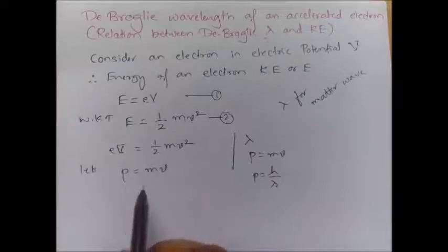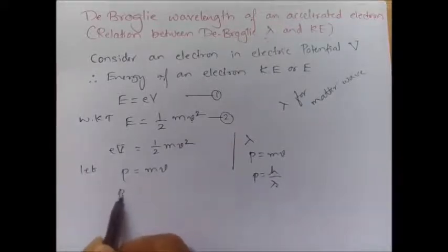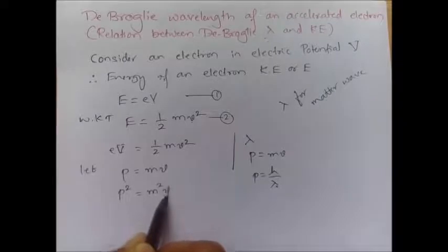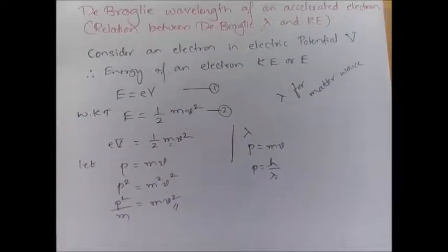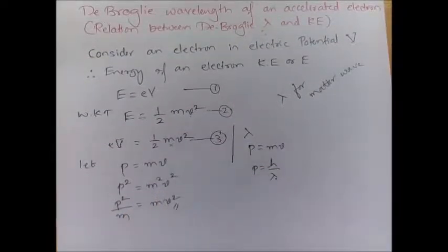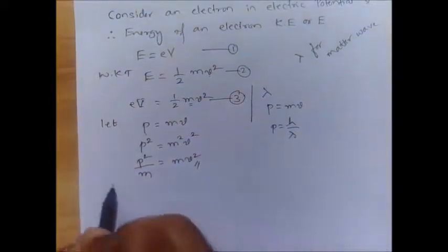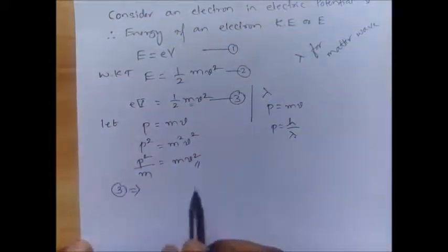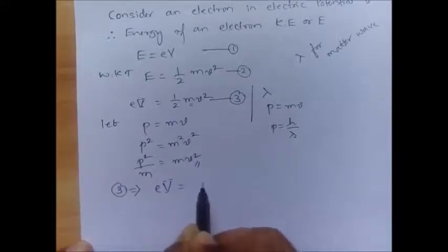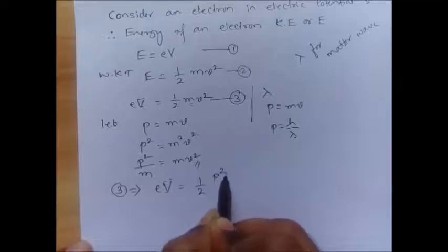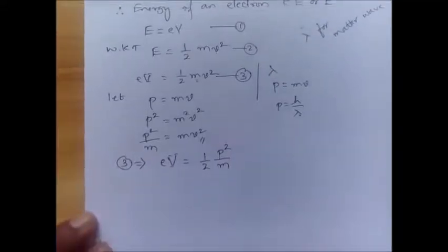To do that, let us square both sides, so this is m square v square. That means this is mv square. I'll take this m to this side, so that this is p square divided by m. So the value of this will be p square divided by m. So equation number 3 will become E into capital V is equal to half p square divided by m.